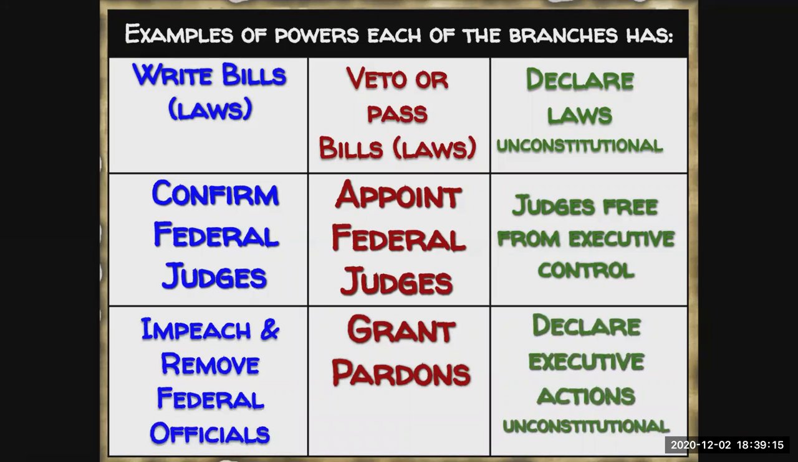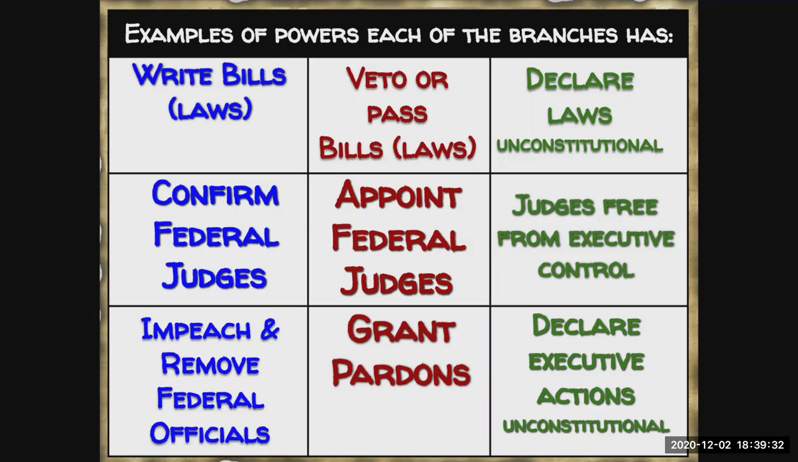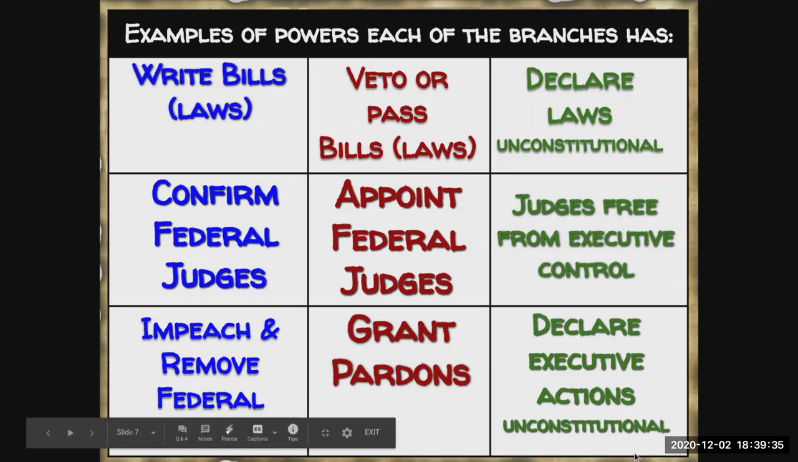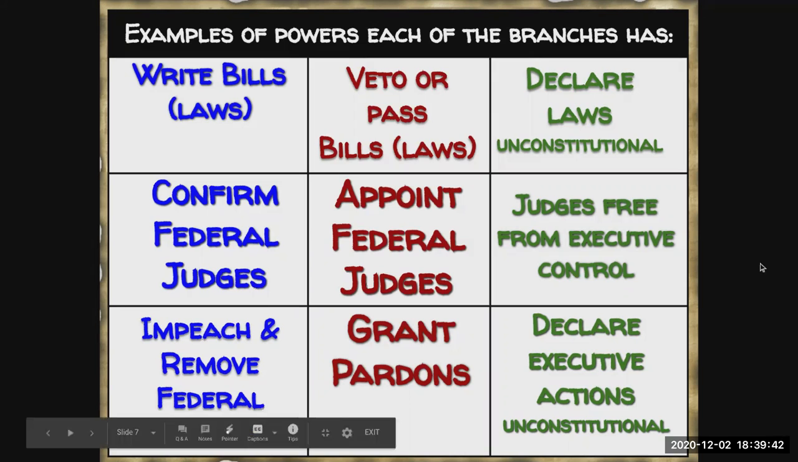And finally, the judicial branch also has the power to declare actions taken by the executive branch as unconstitutional. So there have been cases in the past where presidents have issued presidential orders that have then been challenged in the courts, and those orders have been declared unconstitutional, and so they have been struck down and not allowed to be in effect anymore. So the judicial branch can also exercise power over the executive branch in that way.